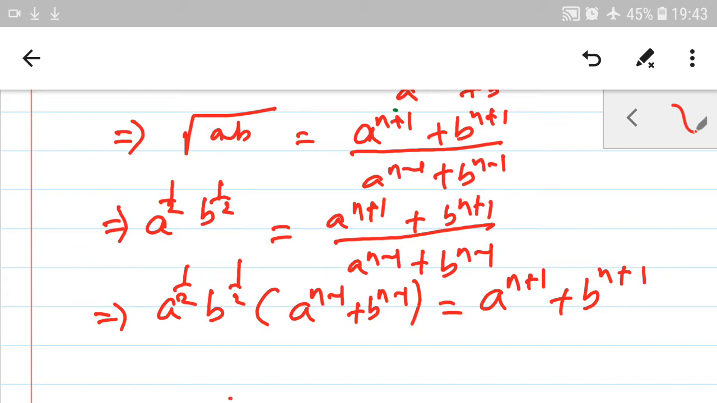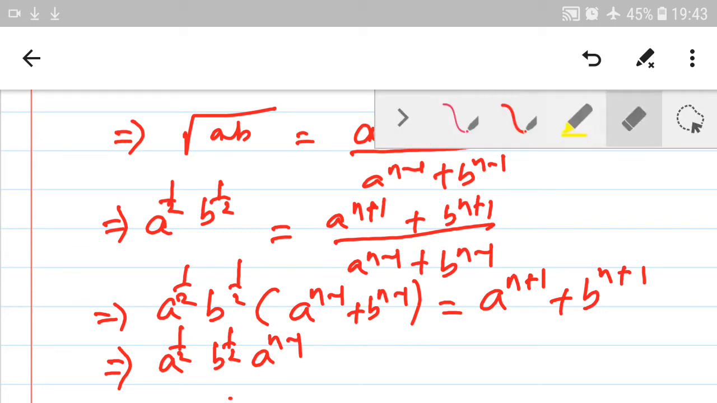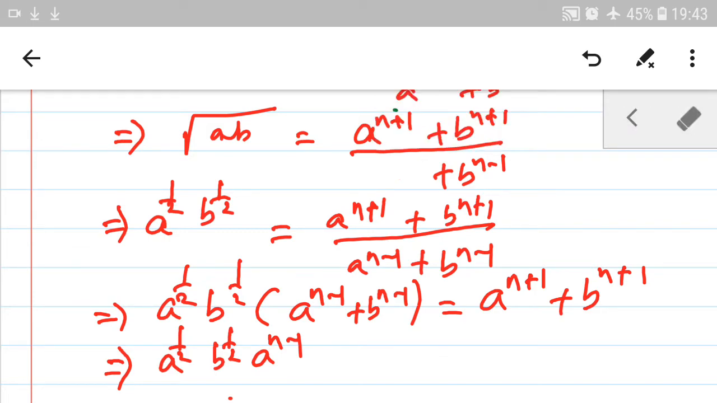Now let us see. If I do it, then it will be A to the power half B to the power half into A to the power n minus 1 plus... sorry, the question was actually written wrong. The question was not like this, right? It was A to the power n plus B to the power n.